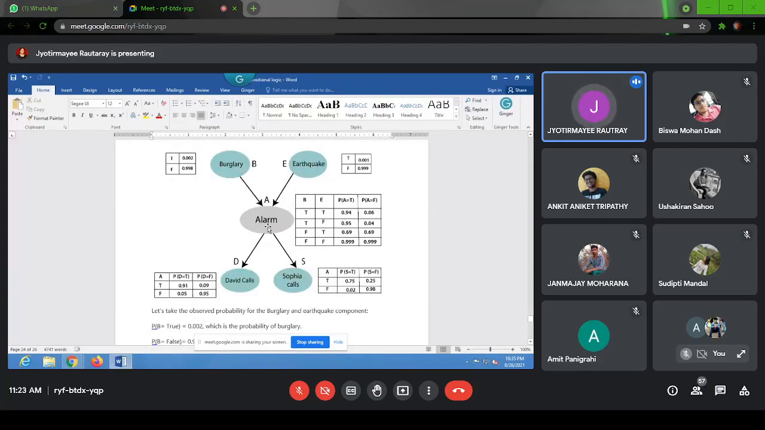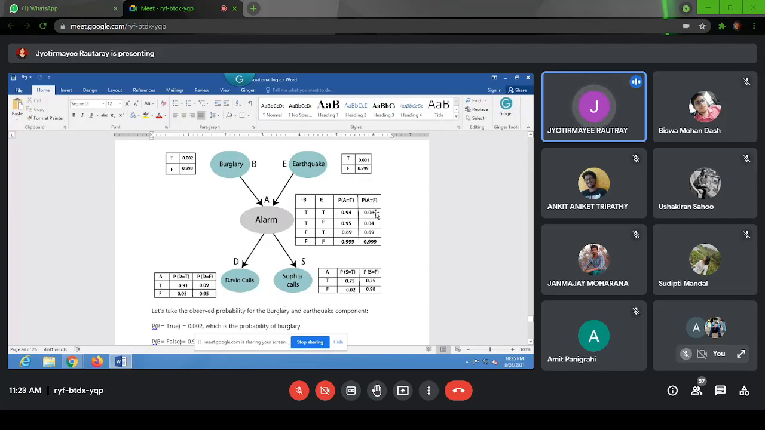If alarm sounded, David calls and Sophia calls. So alarm is the parent. And for this alarm, one arrow comes from burglary and one arrow comes from earthquake. From alarm, an arrow goes to David calls and an arrow goes to Sophia calls, because when the alarm sounds, at that time David calls and Sophia calls.